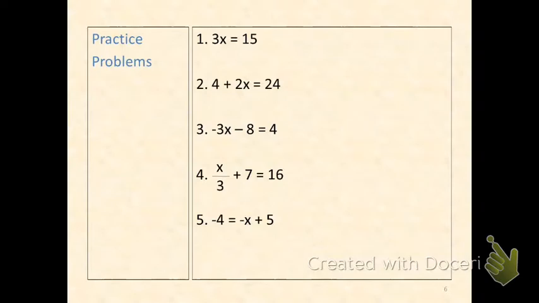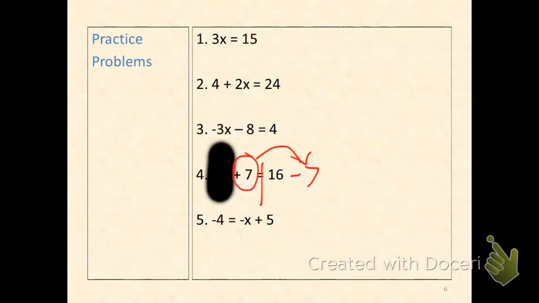The next one is number 4. I'm going to cover this up, and I see that I have a plus 7. I'm going to cross that over. It's going to be a minus 7. 16 minus 7 is 9. And I have now x over 3 equals 9.